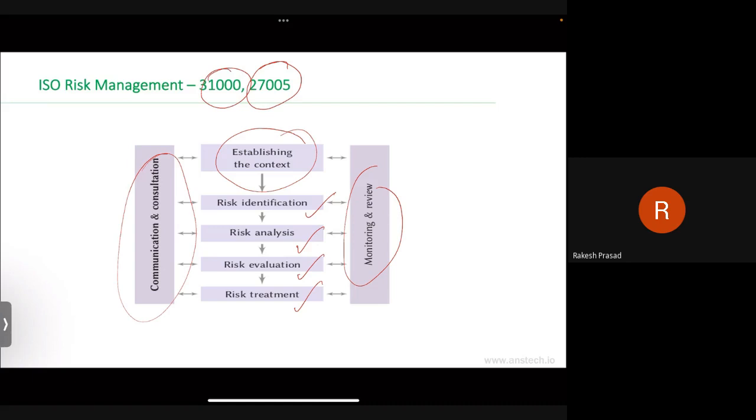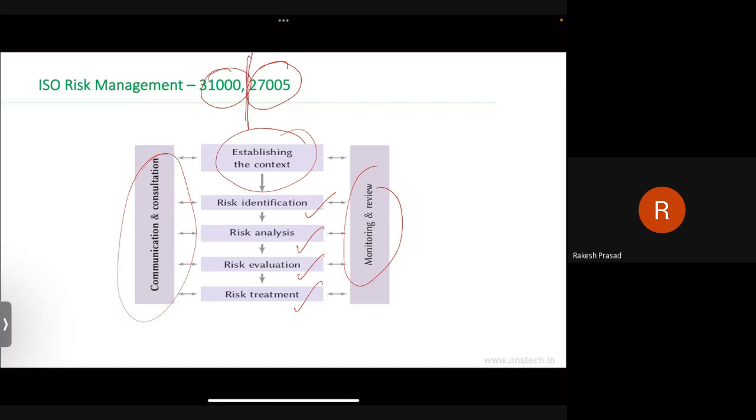Now you will never have a fill in the blanks which you have to fill. These are choice answers, so they are easy. If you know this much, there are four answers, you will be able to select it. It is only the knowledge. Unless you know that 27005 is the risk management document for the ISO series, particularly for ISMS, you will not be able to attempt this question. But if you know the difference between 31000 and 27005, then you will be able to solve it.